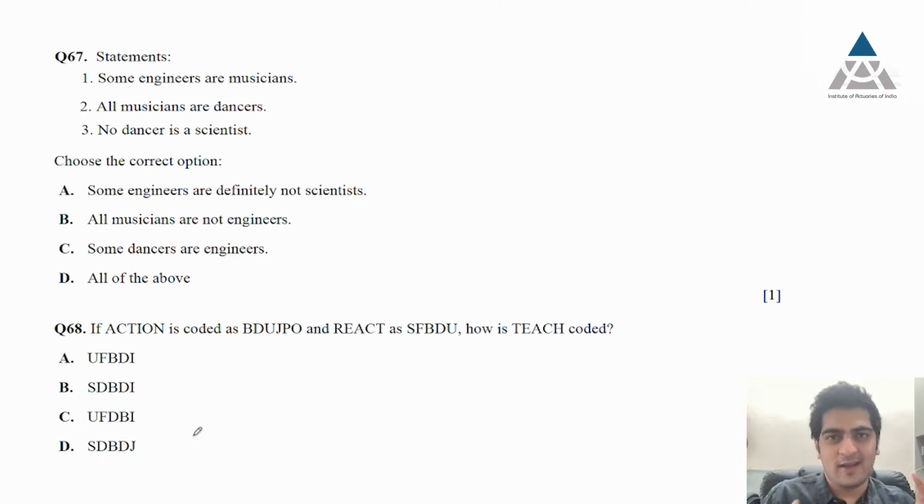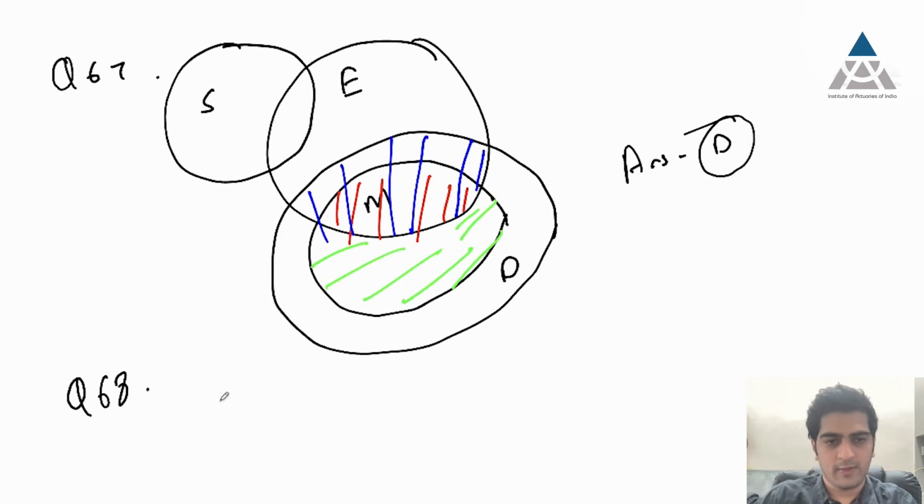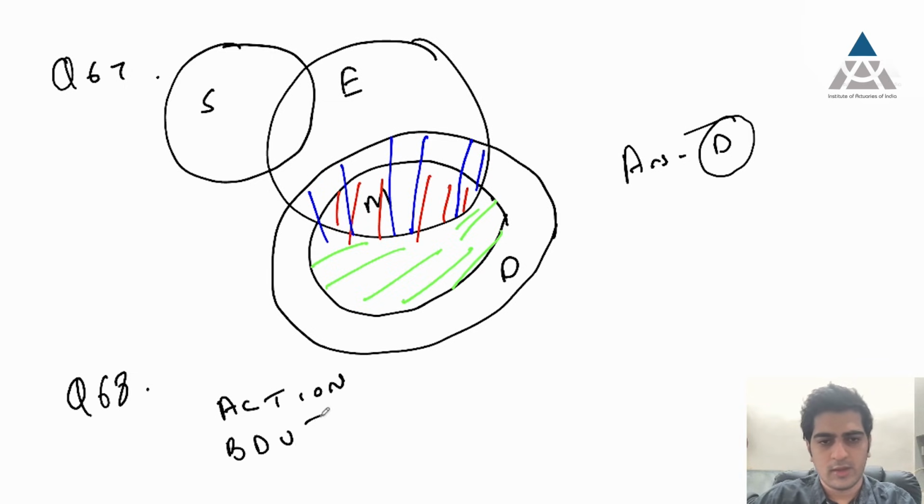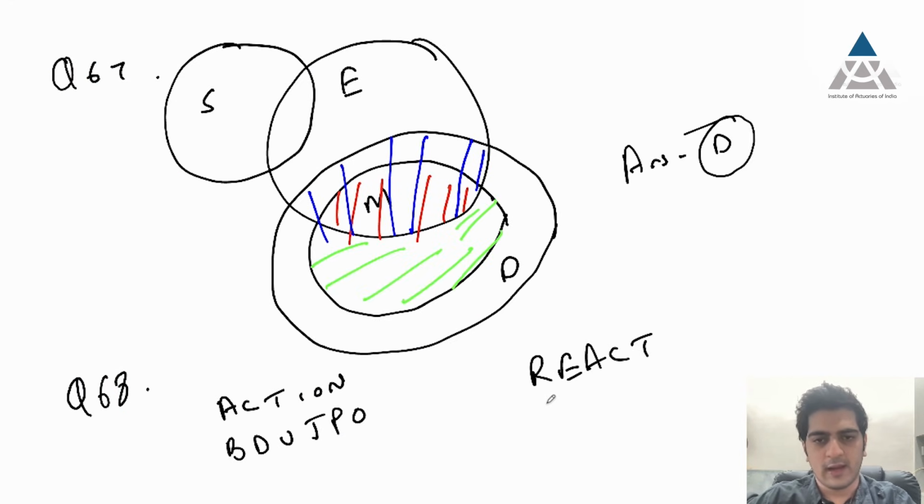That is again a cryptography type question, one of the common ones in ACET logical reasoning. Let's try and understand. It says if action is coded as BDUJPO and react as SFDBDU, how is teach coded? Okay, so you don't need to try and code out every word. Just look at what we want. We want teach. So the first alphabet is T. Do we have T in action? Yes, T is in action. So just simply action, and we write it as BDUJPO.